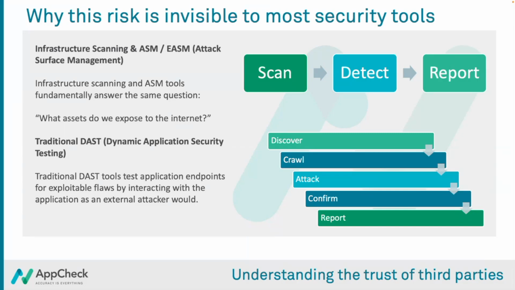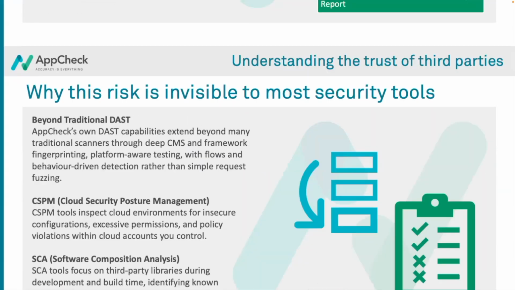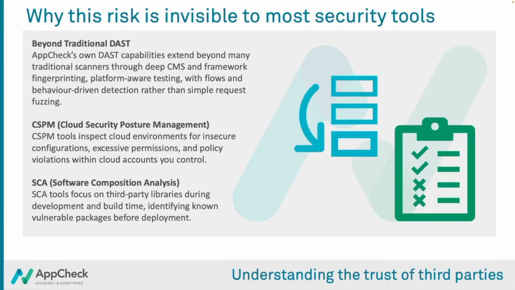Scope is very important in security testing. Even when considering beyond DAST tools like AppCheck, our own capabilities extend way beyond traditional scanners, looking deep into CMS frameworks, fingerprinting, and platform-aware testing with security flows and browser-driven behavior, rather than simple request fuzzing. It results in excellent visibility, but again, our main focus is on your application and not everything around that application at the same time. Even with regular scheduling, it's still a point-in-time assessment. It's not continuously discovering and monitoring third-party services in production. And in this day and age, security needs to be continuous.